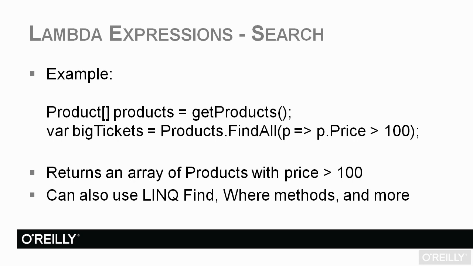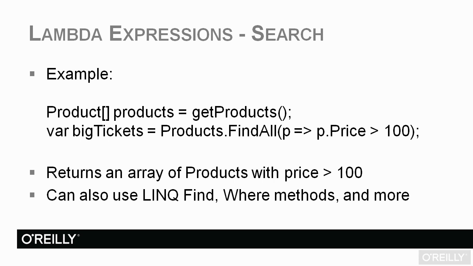We have an array of products, and we want to be able to find all of the products where the price is greater than 100. So we pass in our parameter p, and as you can see, the variable name can be anything. It doesn't have to relate to what's outside of the braces. It's just a local variable for the lambda expression itself. So we have our input parameter p, and we're going to look on the variable p at its price property and compare that to 100.